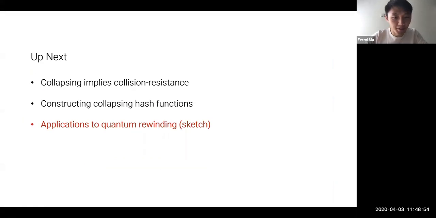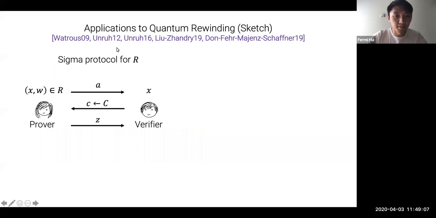All right, and just to wrap up, I'm going to sketch some applications to quantum rewinding. Okay, so this is how we actually use these notions of collapsing to get some other crypto. Okay, so just going to briefly recall the notion of a sigma protocol, and not even fully recall it, just recall enough to be able to talk about what I want to talk about.